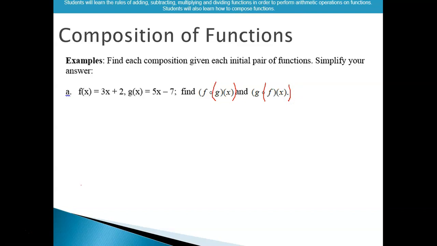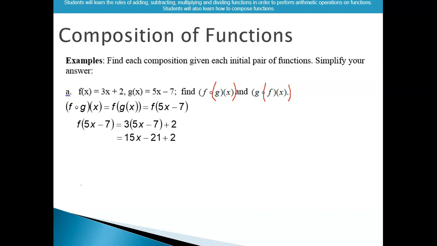So that I know I'm going to take my g function and plug it into f, and then in the second one I'm going to put my f function into g. So I'm going to do f following g of x, which means f of g of x. So I'm going to take 5x minus 7, substitute that into the f function. So I have 3 parentheses 5x minus 7, close the parentheses, plus 2. And I evaluate that. So I distribute my 3 and then combine like terms. So I have 15x minus 19.